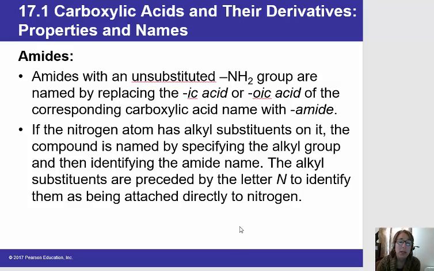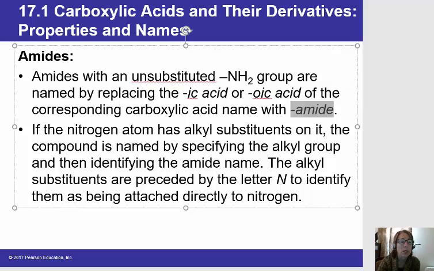When we're looking at secondary and tertiary amides, we use the letter N to identify what alkyl or aryl substituents are directly bonded to the nitrogen, and that is what we write at the beginning of the name. At the end of the name we have the carboxylic acid name with amide substituted for the ic or the oic.